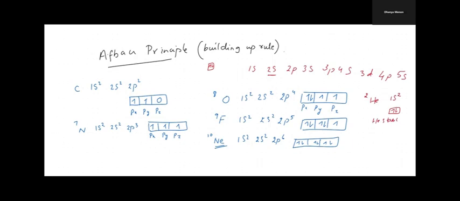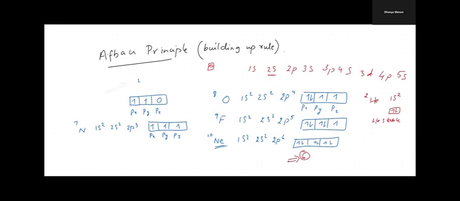Neon. In neon, the p orbital, what is the capacity of the p orbital? 6. And has neon achieved this full capacity? Yes. So that is why these noble gases are considered to be highly stable. Similarly, we'll look at 1 or 2 examples.